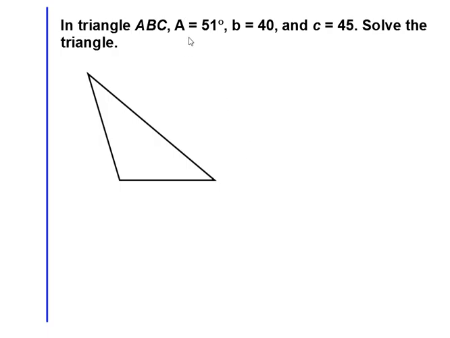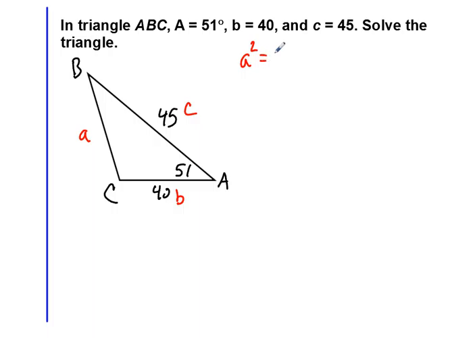I'm given angle A, which is 51. So I'm going to go ahead and label this as 51 and angle A. I'm going to label the next angle as angle B, and the next angle after that, angle C. Across from angle B is side B, which is 40, and across from angle C is side C, which is 45. I don't have side A, I do have side B, and I do have side C. Since I have side B and C, let's use the law of cosines that will find me side A.